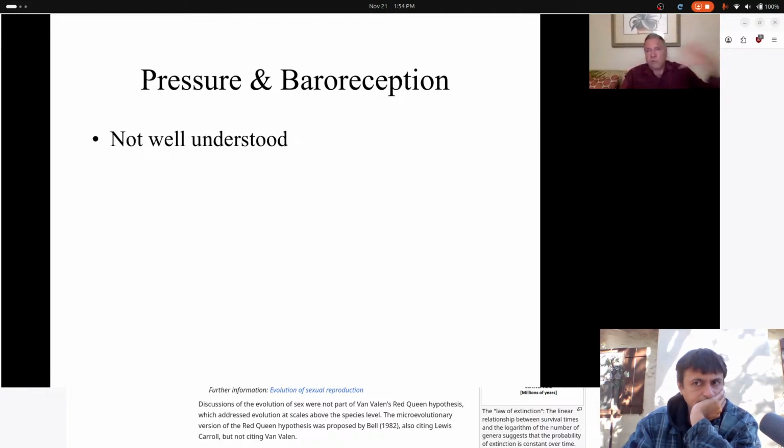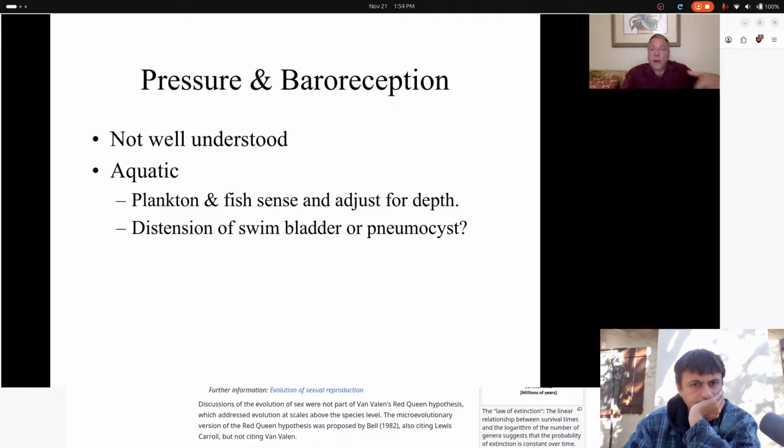So because we don't do it so much, we haven't really investigated it that much because we don't really think it must not be important because we don't do it, right? The whole anthropocentric thing. But we know that many animals are able to detect pressure changes in the environment around them. So in aquatic animals, for example, they can tell how deep they are.